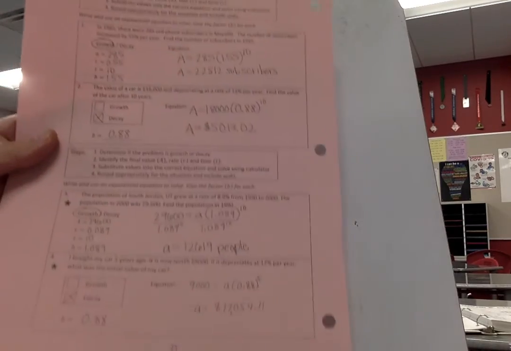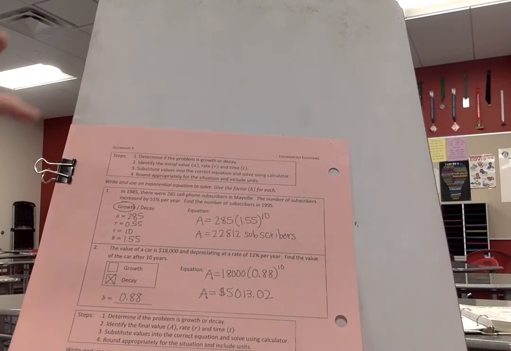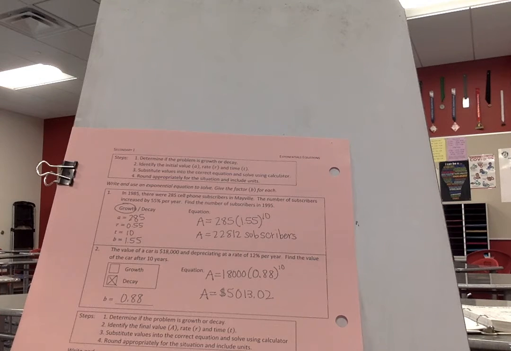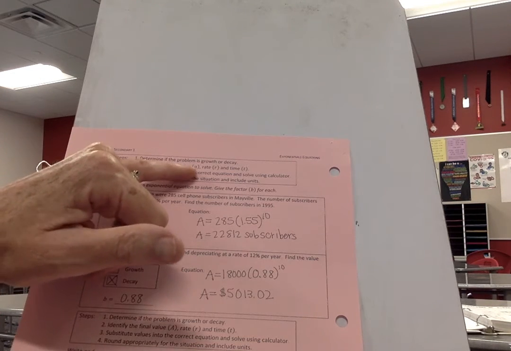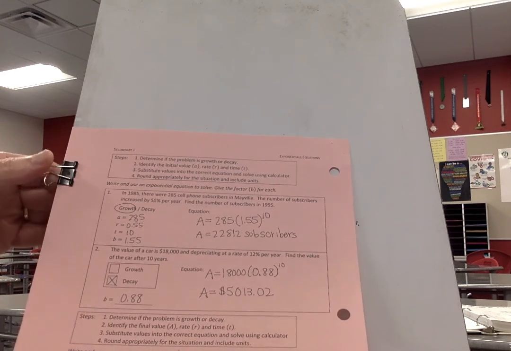Okay, I'll let you go over these on your own. Oh, I wanted to go over these steps really quick. Here are the 4 steps. One, determine if the problem is growth or decay. Identify the initial value, the lowercase a, the rate, and change it to a decimal if you need to, and the time. Substitute those values into the correct equation and solve using a calculator. Round appropriately for the situation and include units. Those are the 4 steps on the top of page 25.